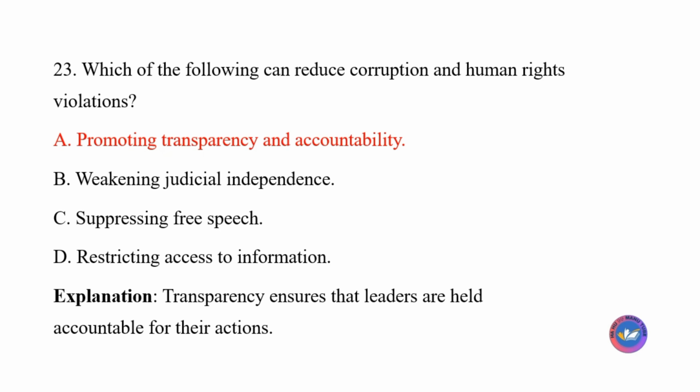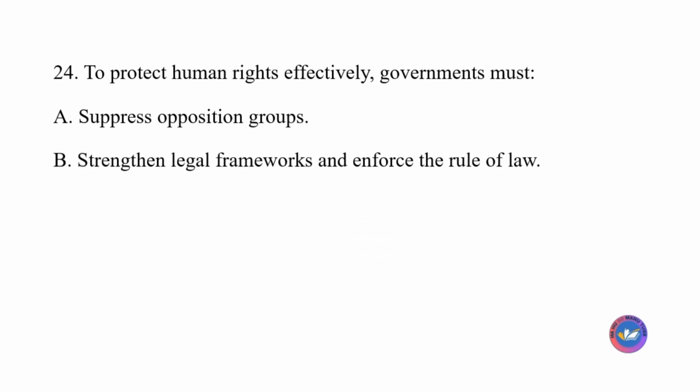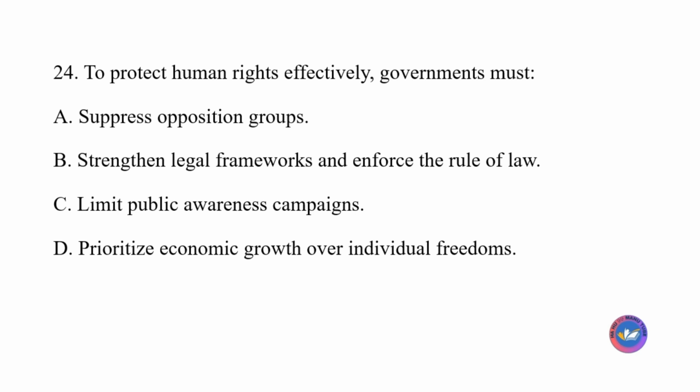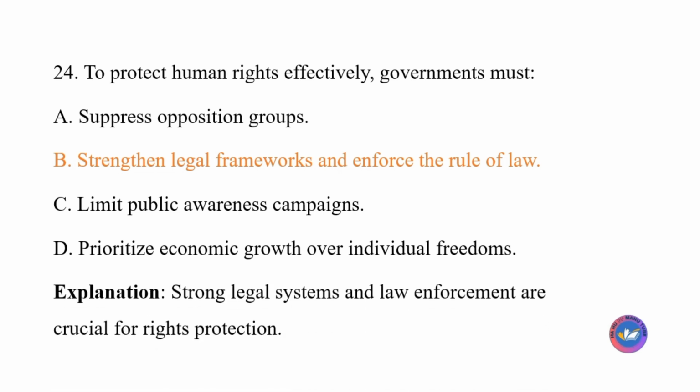Question number 24. To protect human rights effectively, governments must A. Suppress opposition groups. B. Strengthen legal frameworks and reinforce the rule of law. C. Limit public awareness campaigns. D. Prioritize economic growth over individual freedoms. The answer will be strengthen legal frameworks and enforce the rule of law. Strong legal systems and law enforcement are crucial for rights protection.